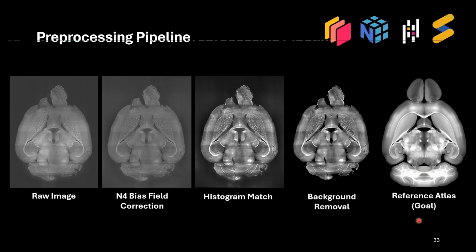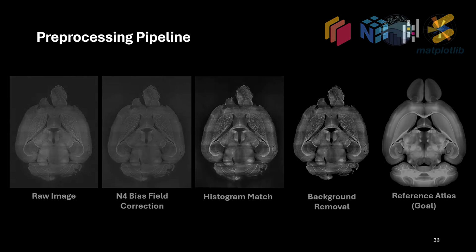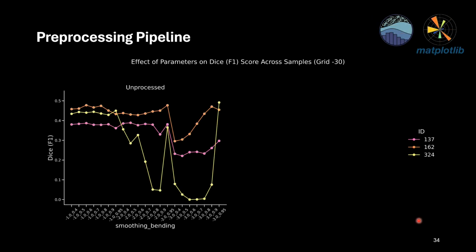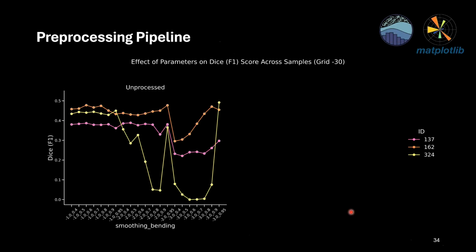So now the image looks a lot more similar to the reference atlas. And then just to show you a little plot to summarize: this was a big data set, a big group of plots, but I've just zoomed in on one. So this is the F1 scores where the grid parameter was set to this, and then all the different combinations of parameters down there. You can see the F1 score jumps around quite a lot on the unprocessed or raw data, and particularly for that 324 one that had the really low signal-to-noise ratio.